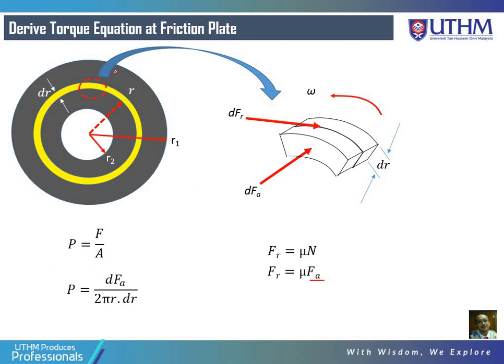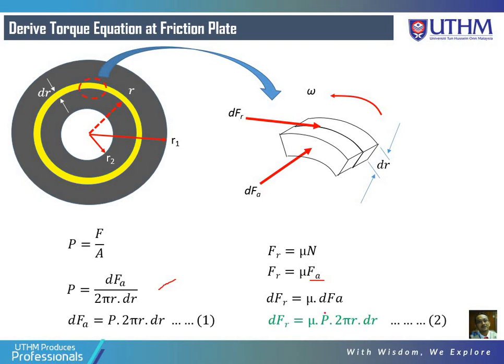From the small amount of this area, we arrange the equation until it becomes like this. So we redefine the equation, followed by this equation. FA is a small amount of FA, dFA, and we replace it from this equation, so we get another equation.